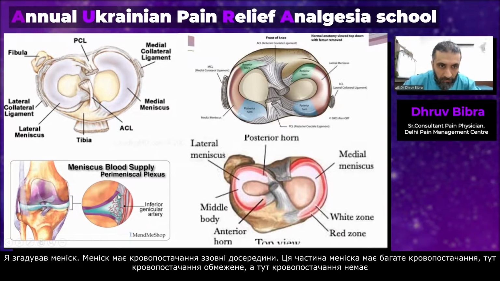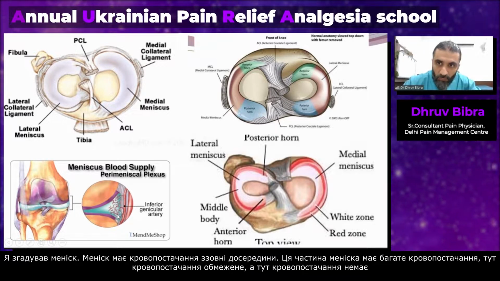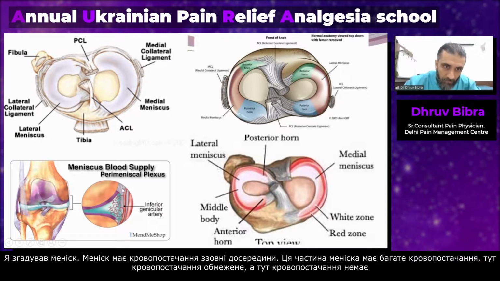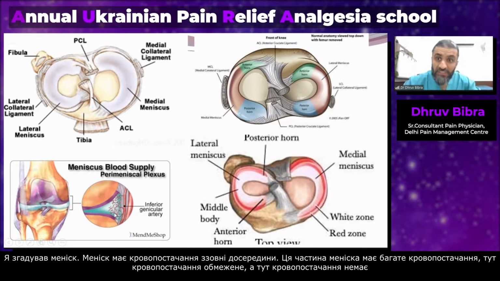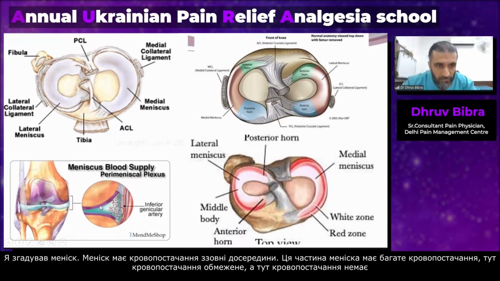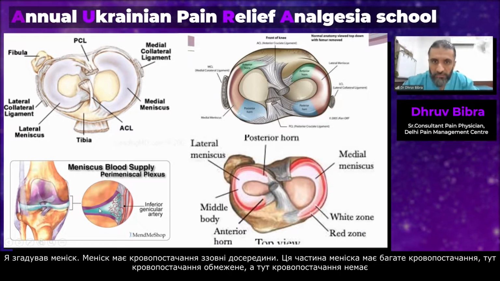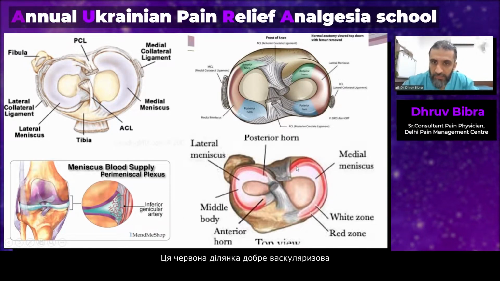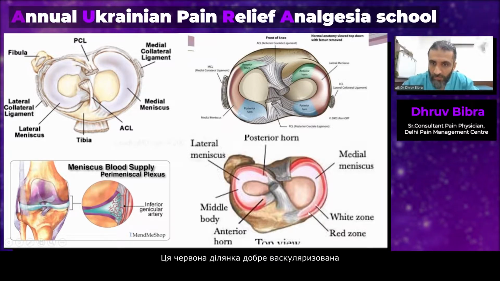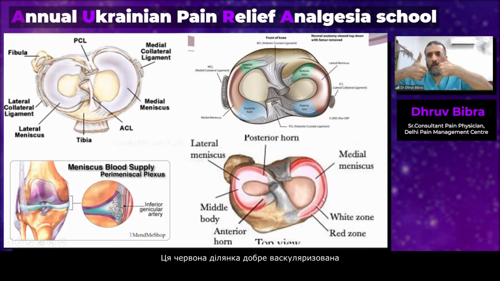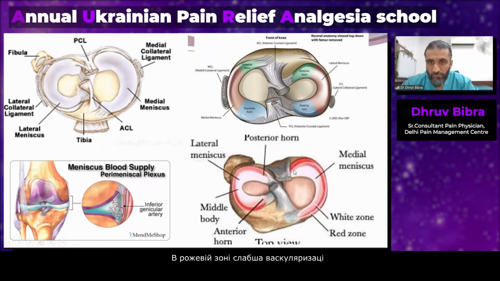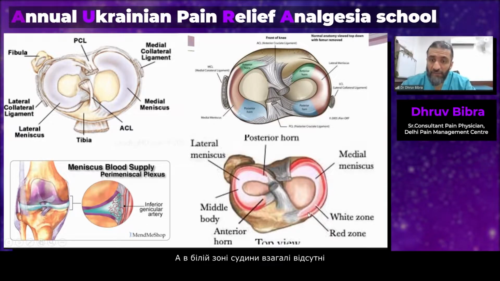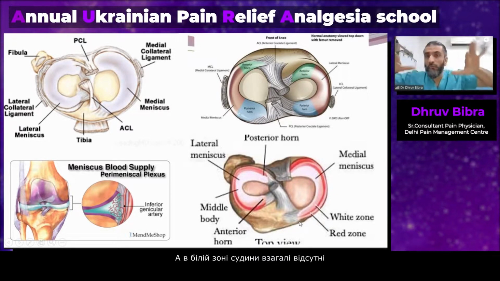I really want you to concentrate here. The blood supply is coming from the outside and going towards the inside. So this part of the menisci will have rich vascular supply, this will have restricted vascular supply, and this part will have no blood supply. Right? So you can appreciate in this section, you have the red zone, which is good with vascularity. Then you have the pink zone, which has got poor vascularity. And then you have the white zone, which has got no vascularity.